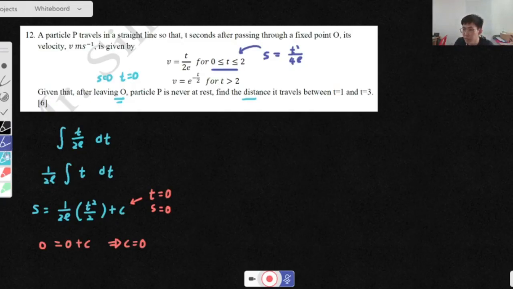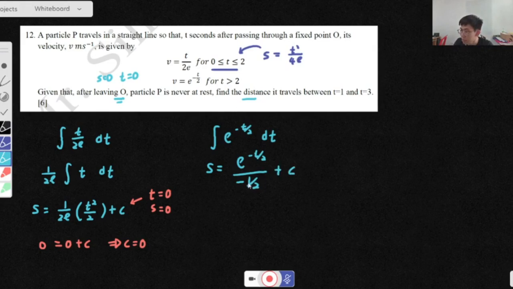Then, for the next one, also the same, I have to integrate e to the negative t over 2 dt in order to get displacement. To integrate this, differentiate the power, you get negative 1 over 2, and you divide by it, plus c. Remember when you divide by negative 1 over 2, the denominator can be brought up. So s is equal to negative 2e to the negative t over 2 plus c.